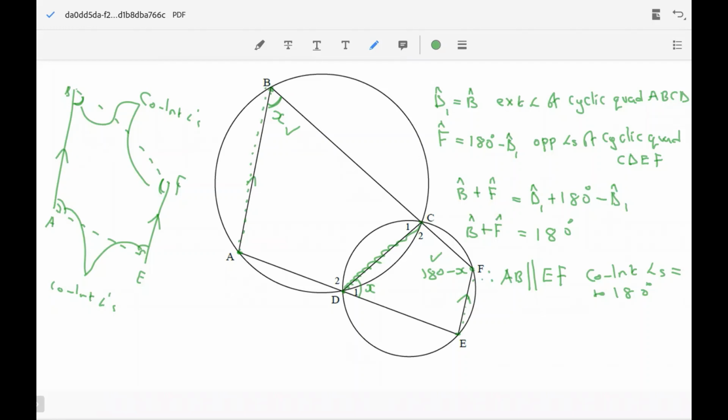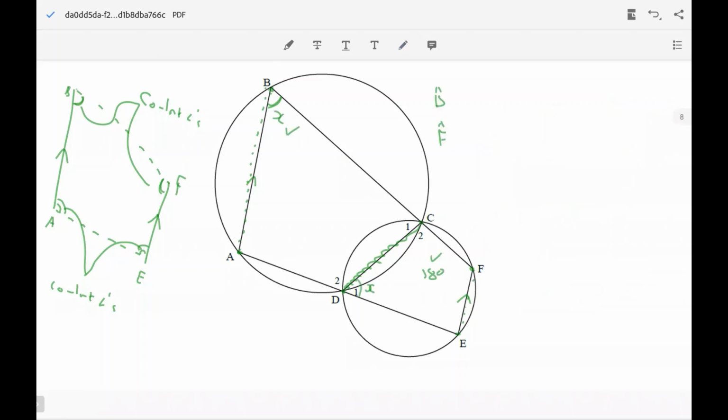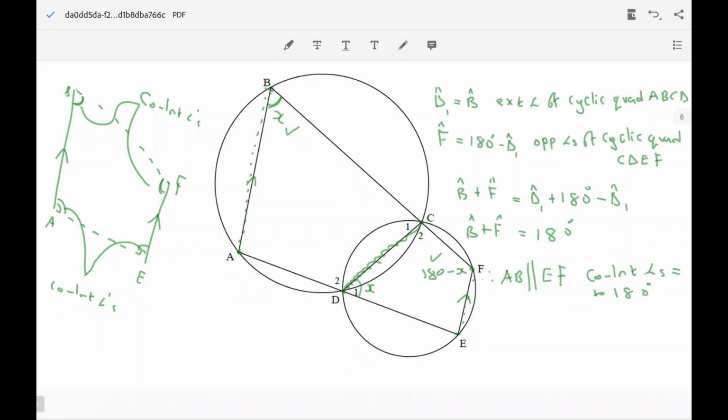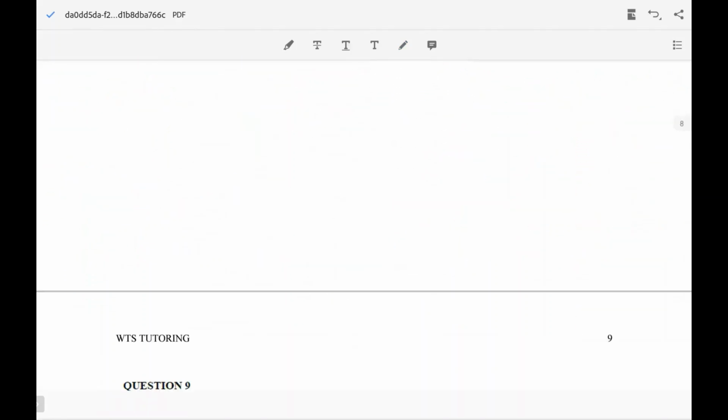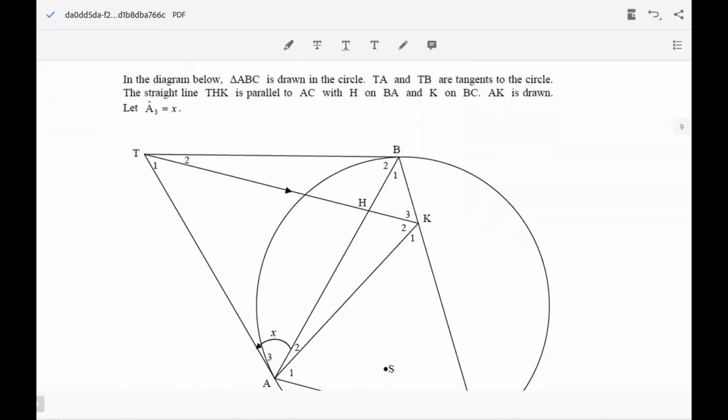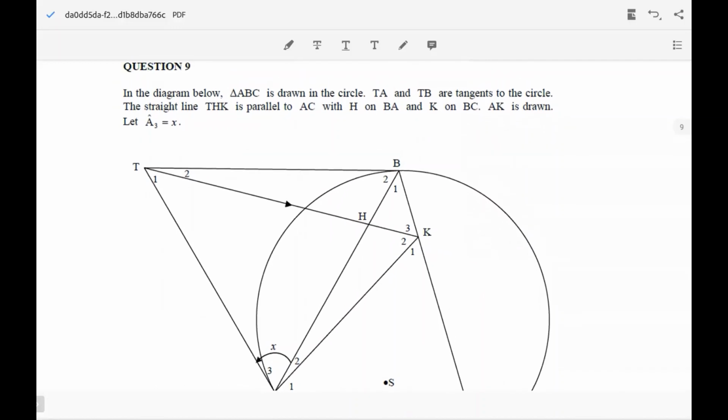And that's how to prove that AB is indeed parallel to EF. Then our last question of the evening is question number 9.